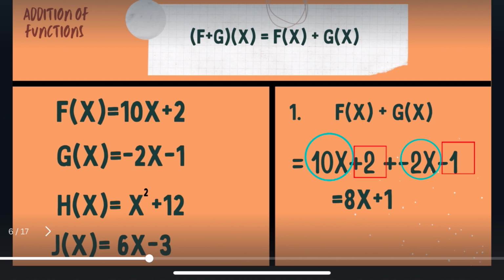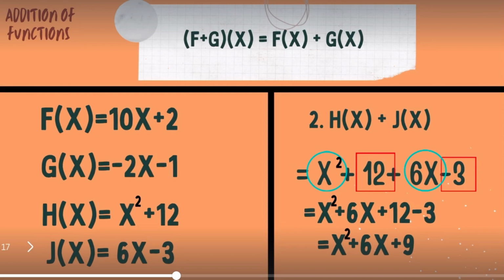Because they have different signs, you have to subtract them and copy the sign of the bigger number. Moving forward, positive 2 plus negative 1 is equal to positive 1, and that's it. You already have your answer for the very first number.